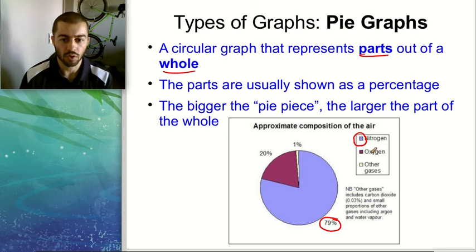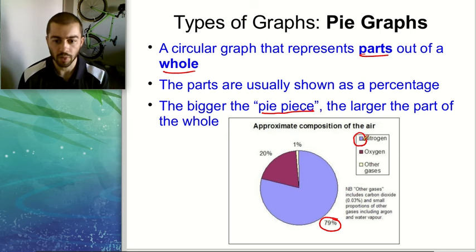So these parts are usually going to be shown as a percentage. You may see a pie graph with fractions every now and then, but really percentages are better. And again, like we talked about, the bigger the pie piece, the bigger the part of the whole it takes up. So we know because nitrogen has this big pie piece here, it's taking up a lot of the whole. Whereas oxygen takes up a smaller part of the whole here. So we know there's less oxygen in our air than there is nitrogen.